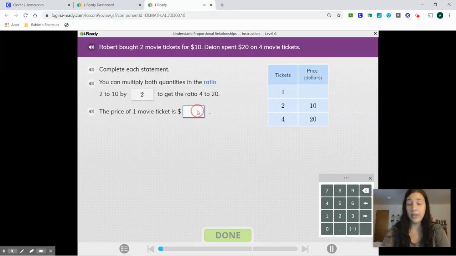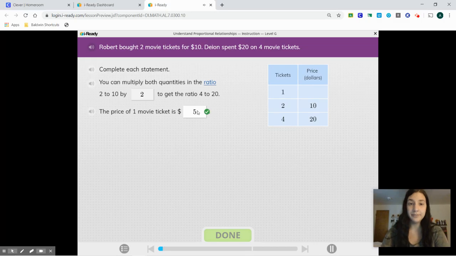Okay, so now we figured out before that the price of one movie ticket is going to be $5. The ratios in the table all have the same unit rate, $5 for one ticket. A set of equivalent ratios like this represents a proportional relationship.